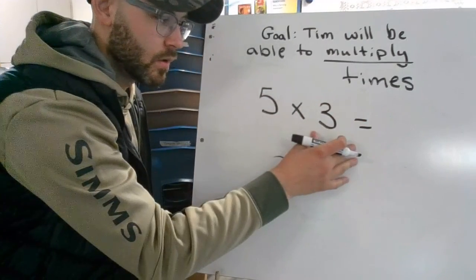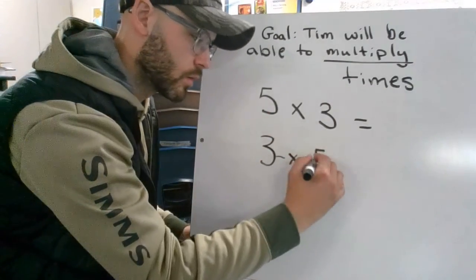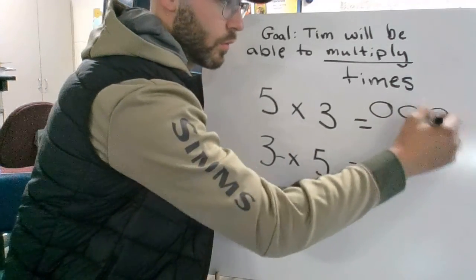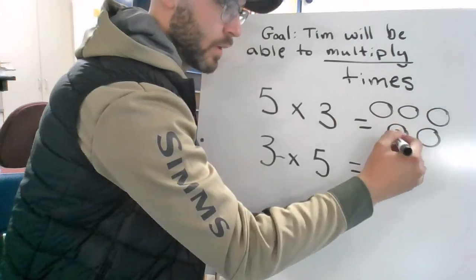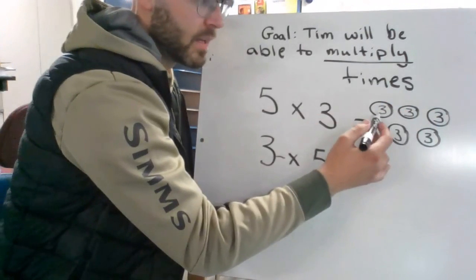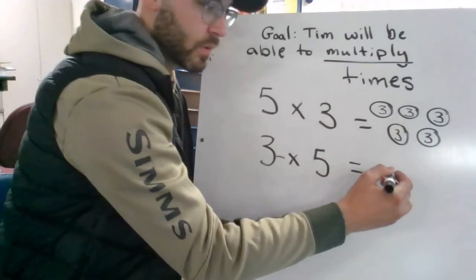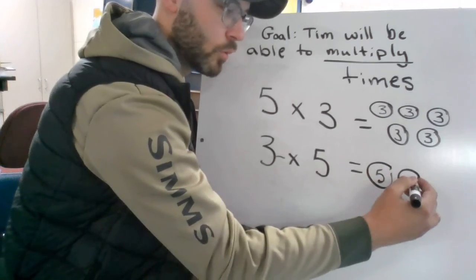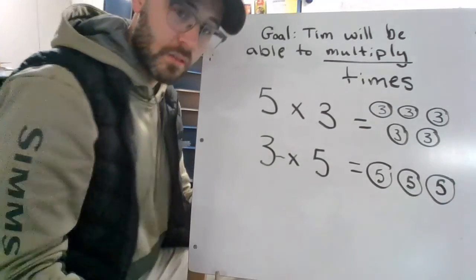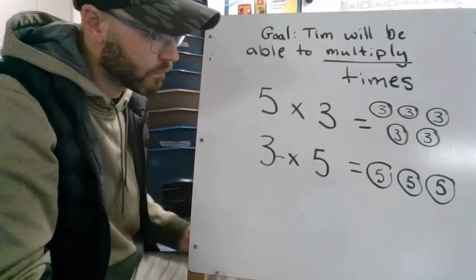5 groups of 3 or 3 groups of 5. It doesn't matter, it's turnaround facts. If I did 5 groups of 3, 1, 2, 3, 4, 5, and 3 in each. Well, 5 groups of 3 would be 3, 6, 9, 12, 15. Just like 3 groups of 5, 1 group, 2 groups, 3 groups, 5, 10, 15. They came out to the same thing. Happens every single time when you have turnaround facts.